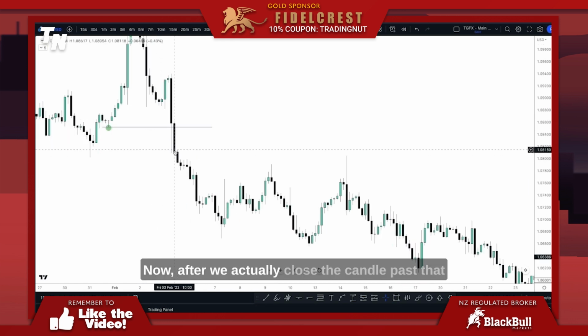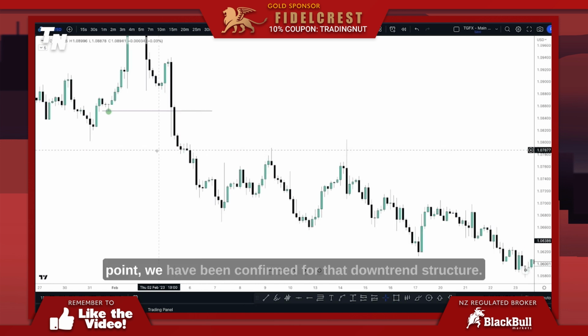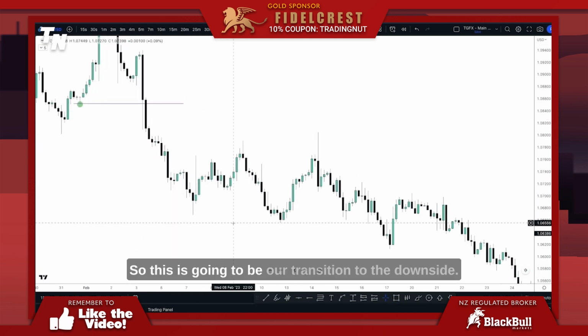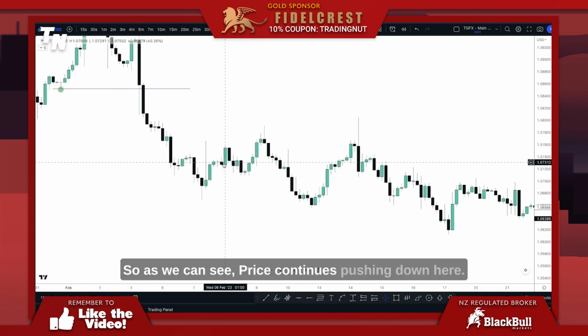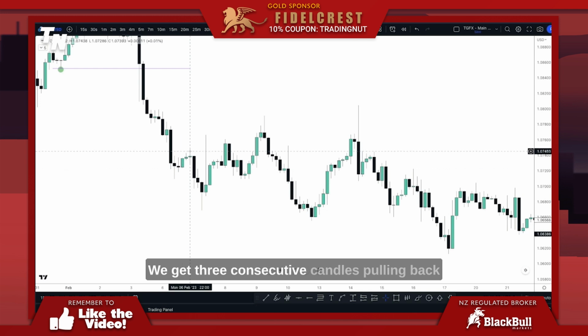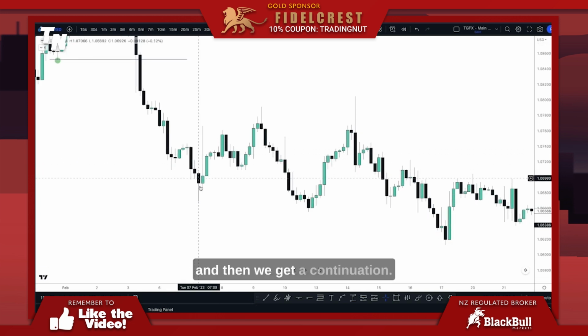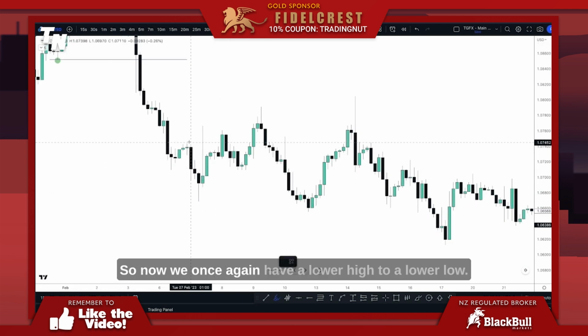Now, after we actually close the candle past that point, we have been confirmed for that downtrend structure, okay? So this is going to be our transition to the downside. All right, so as we can see, price continues pushing down here. We get 3 consecutive candles pulling back, and then we get a continuation. So now we once again have a lower high to a lower low.